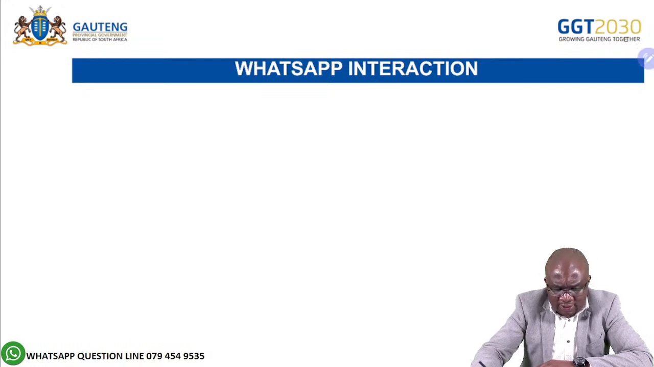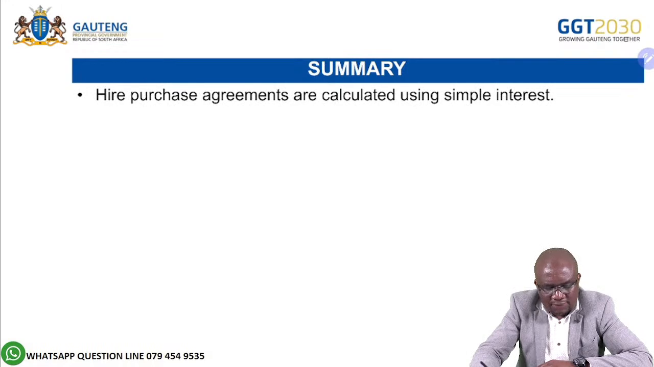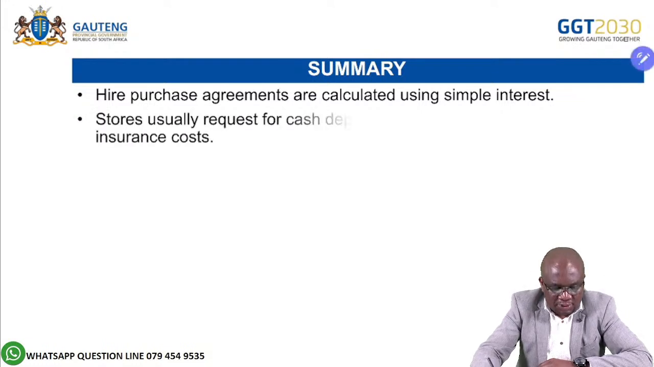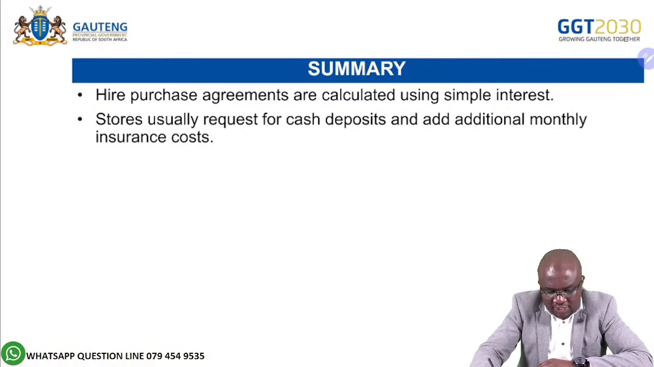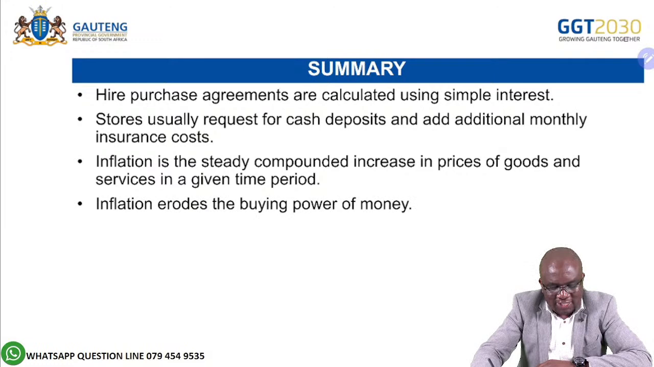Right. And then let's just summarize our lesson. We said hire purchase agreements are calculated using simple interest. Stores usually request cash deposits and add additional monthly insurance costs. We have done an example that explains this. And then inflation is a steady compounded increase in prices of goods and services in a given time period. And then inflation erodes the buying power of money. I think we've seen that using the examples that we discussed.